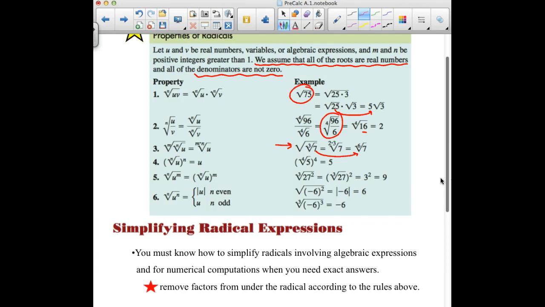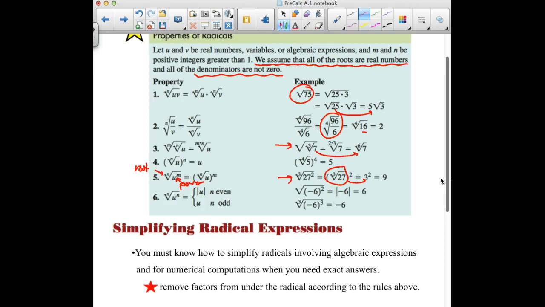Number 5 says take the nth root of u to the nth power, and they are saying that is equivalent to taking the nth root of u first and then raising it to the power. In other words, it doesn't matter if you deal with the index first, the root, or if you deal with the power first. Both will get you to the same answer. So in this example, we have the cube root of 27 squared. Well, I don't know what 27 squared is off the top of my head, but I do know that the cube root of 27 is 3. So if I do the cube root first, I can get that down to a 3, and then I know that 3 squared is 9.